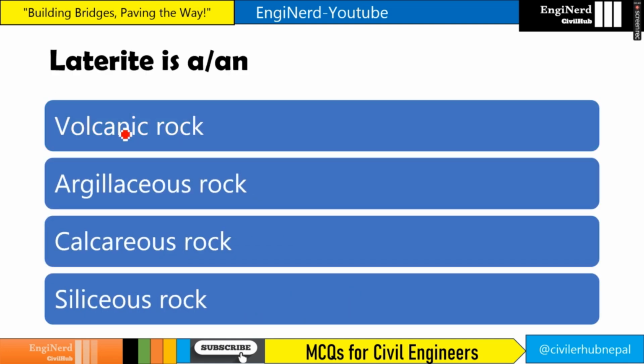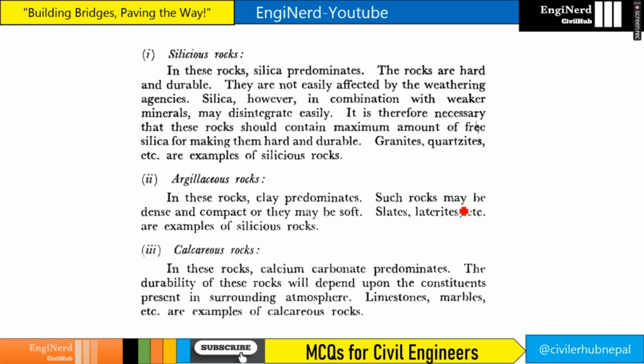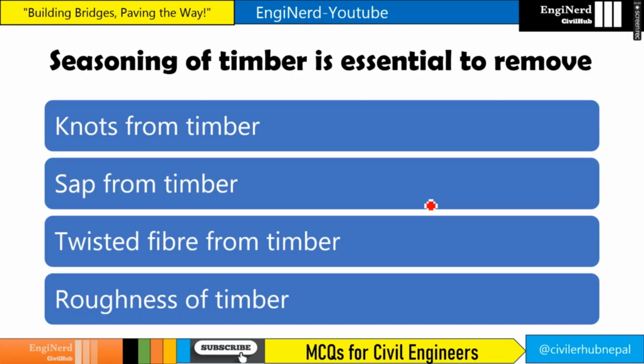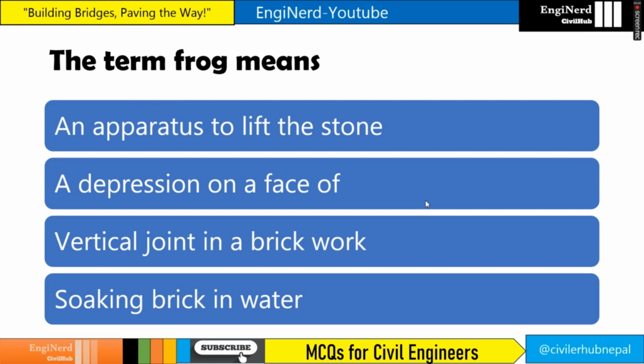Laterite is an argillaceous rock, right? Laterite is an argillaceous rock. So if you see here in the argillaceous rocks, you can find laterite. Seasoning of timber is essential to remove what? Sap from the timber, right? The term frog means a depression on a face of brick.